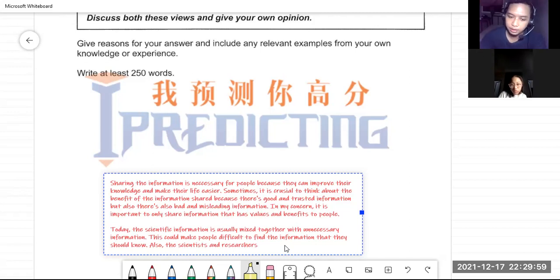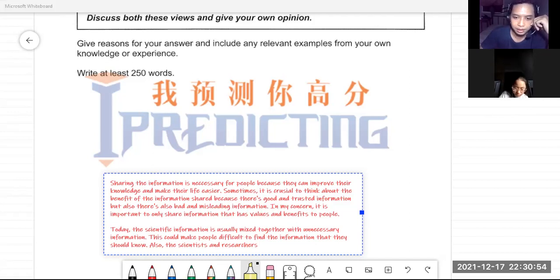And also the scientists, do you know scientists and the researchers? Yes. Okay, sometimes these people are making scientific research, business and academic papers. And sometimes because it is mixed, people find it difficult to find the right information that they should know or read, and also the scientists and the researchers are gone away. You know what I mean, gone away, because their research or their writing or their paper is just mixed together with non-necessary information.